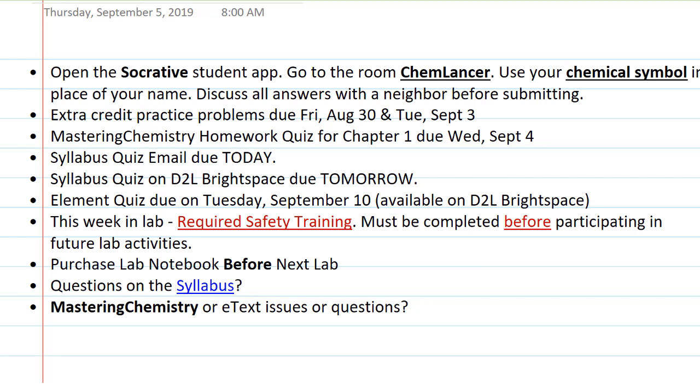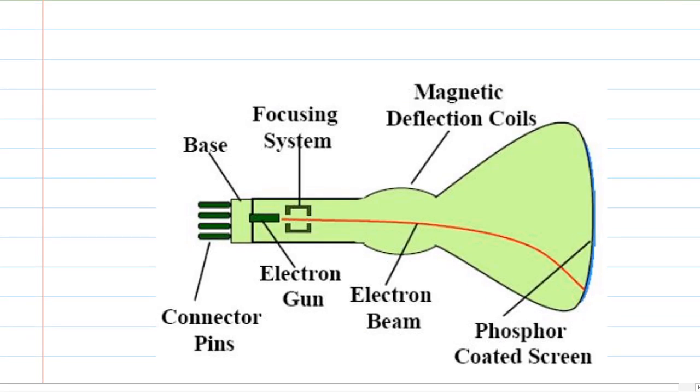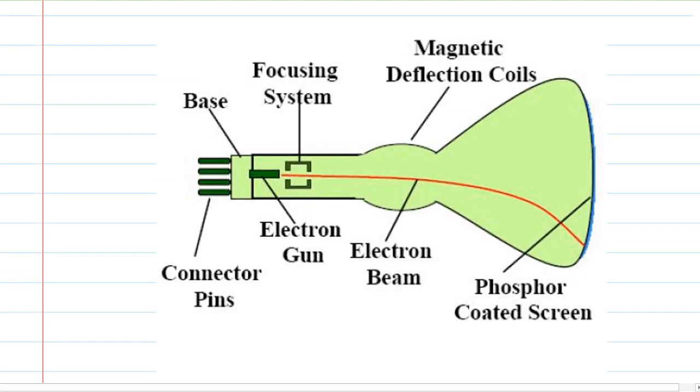What we just learned here is kind of essential to some of the things that we are going to look at here today. And so the next thing we are going to look at is this device here. This is a device called a cathode ray tube.